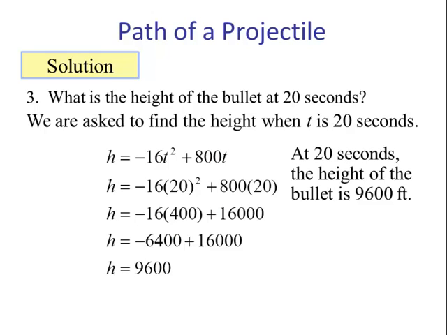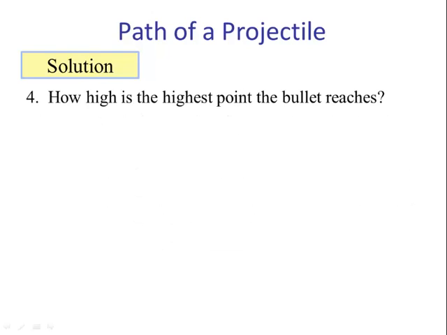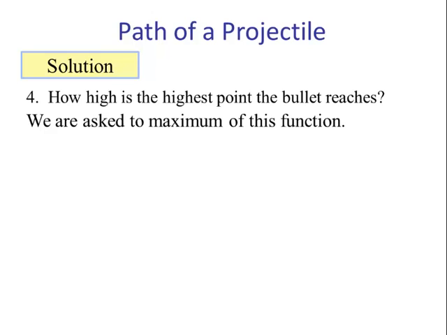So what does this mean? This means after 20 seconds, the height of the bullet is 9,600 feet. Number 4, what is the highest point the bullet reaches? So we are asked to find the maximum y value of this function.